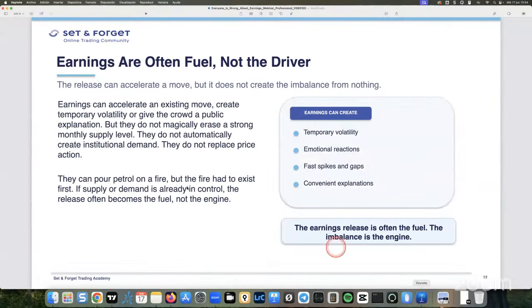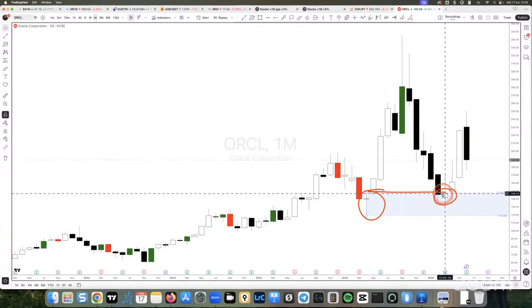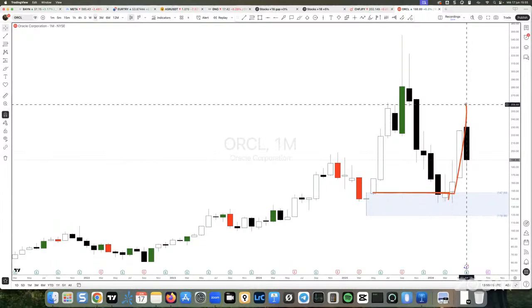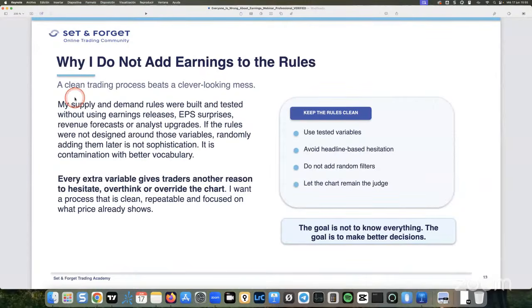So as I was explaining there, both the fuel and driver together, that means location and momentum, that is perfect. We're going to have temporary volatility with the earnings. We are going to have emotional reactions to that volatility and those earnings. And we're going to have fast spikes and gaps in the smaller time frames. And then, and only then, after price is moving up, you are going to start hearing about the convenient explanations. So it's after the fact, but we needed the driver, and it's there, the earnings release was the catalyzer and the fuel together, they made this possible.